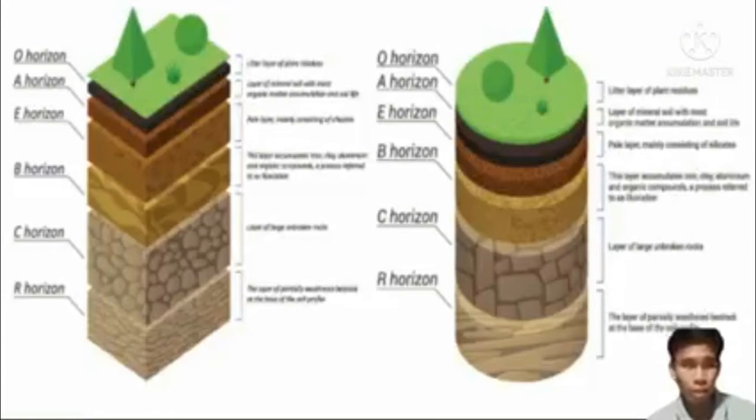So you can see here, this layer, the A horizon, is the layer that has mineral soil and organic matter. While the E horizon consists of silicates, and lastly the B horizon consists of iron, clay, aluminum, and organic compounds. So the C and R horizons, basically these are the large unbroken rocks, and the R horizon is the base of the soil profile, which is the bedrock.